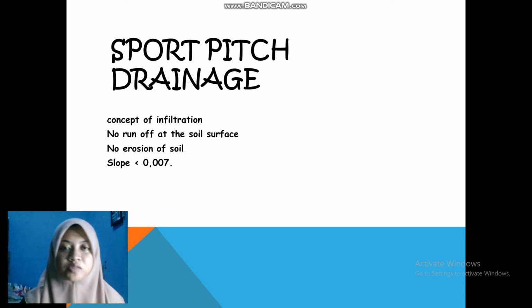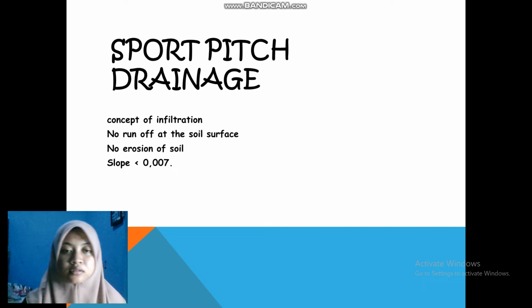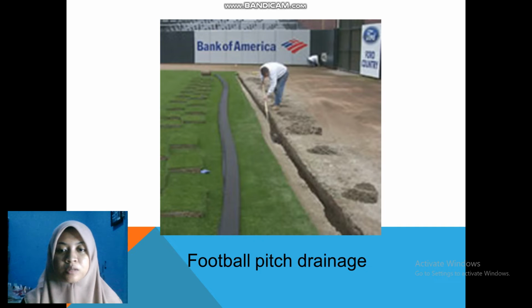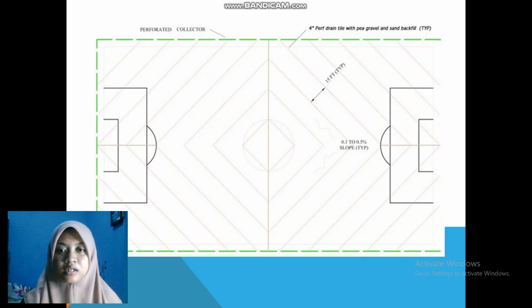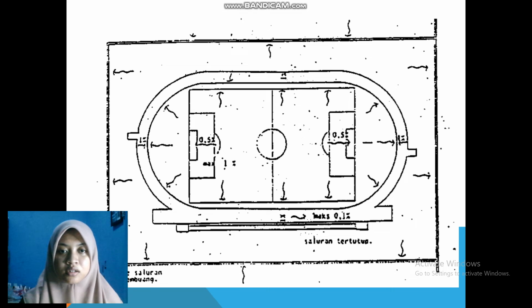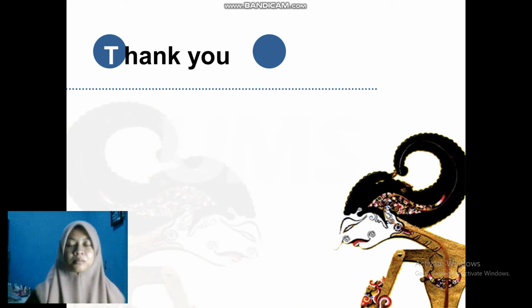And next is port pit drainage. The concept is infiltration, no runoff at the soil surface, and no erosion of soil and slope. The next is football pitch drainage, like this in the picture, from the upper structure of the pitch. And that is the football pitch drainage picture 2, you can see. And so I think that's my presentation.